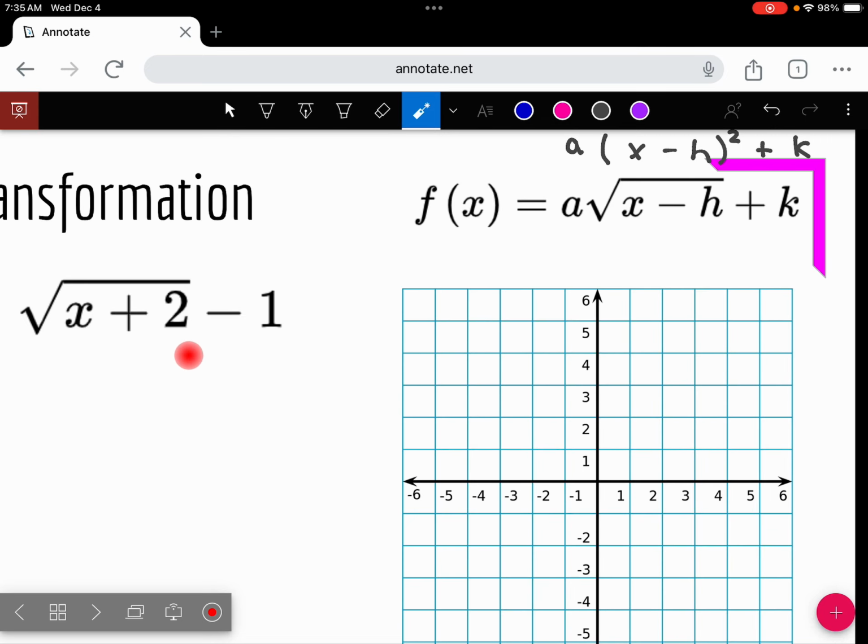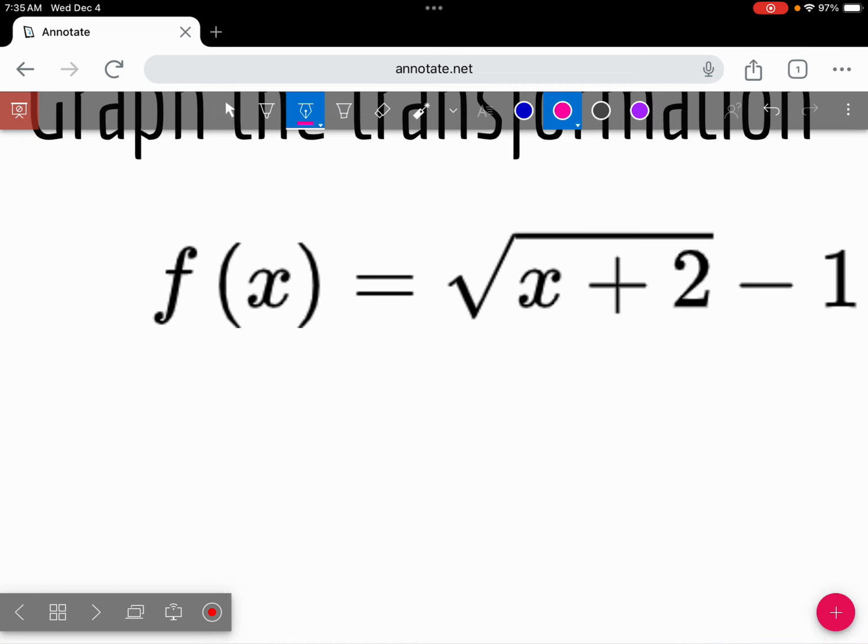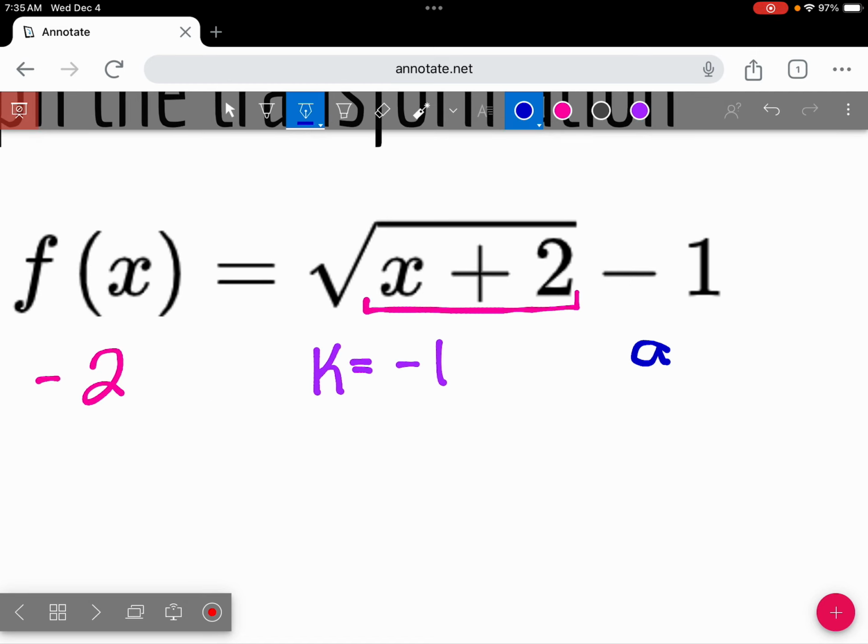So looking at our equation over here where I have the square root of x plus 2 and then minus 1, what do we get for an h value? Gorgeous. H is inside our operation and will always have the opposite sign. So inside my square root and with that opposite sign. What is my k? -1. What is a? 1. It is multiplied out front. So it's an invisible 1. It's not any transformation. Nothing's happening there. But it is 1.